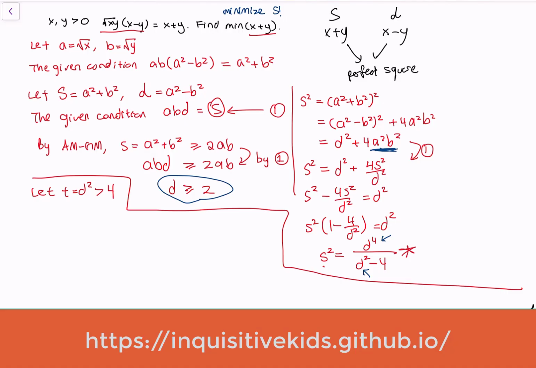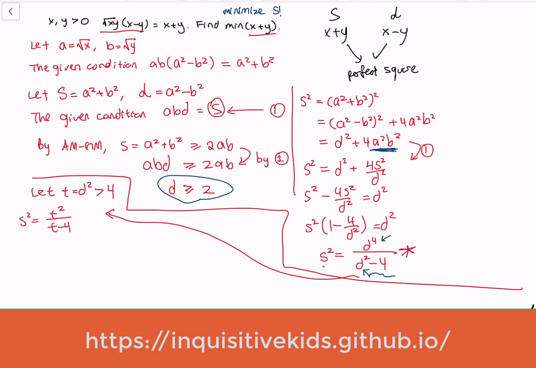And why can it not equal 4? Well, look, we have D squared minus 4 in the denominator. So D squared cannot equal 4. So D squared must be strictly more than 4. So then this S squared, let's move it up here, would be expressed as t squared over t minus 4.